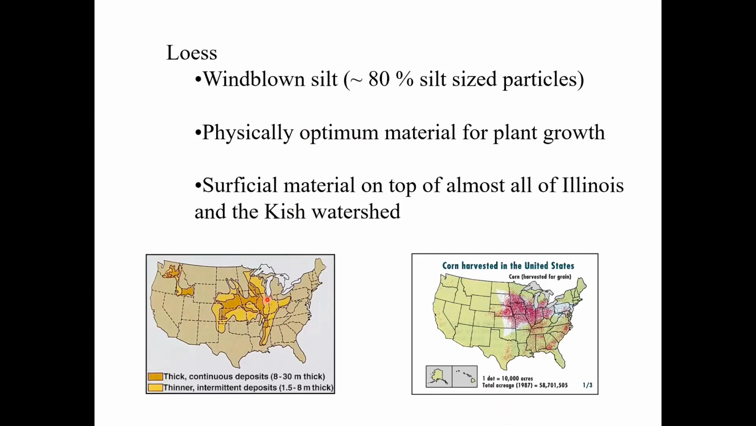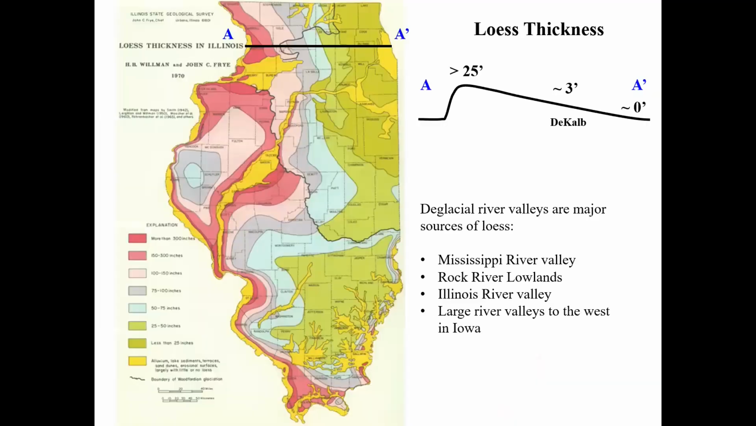And if we look at where the loess distribution is, and if we look at the corn and soybean production, well, let's just say corn in this one. It's not a coincidence that there's a major overlap between that because the stuff called loess, again, has perfect properties to grow plants in. So if we look at the loess thickness map, the red is more than 300 inches. The green is about 25 inches, the light green. And then the yellow, there's no loess present.